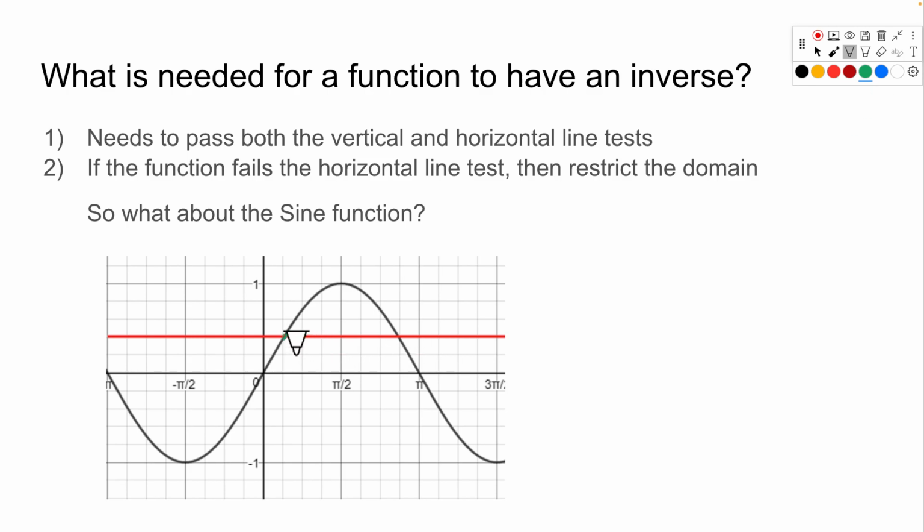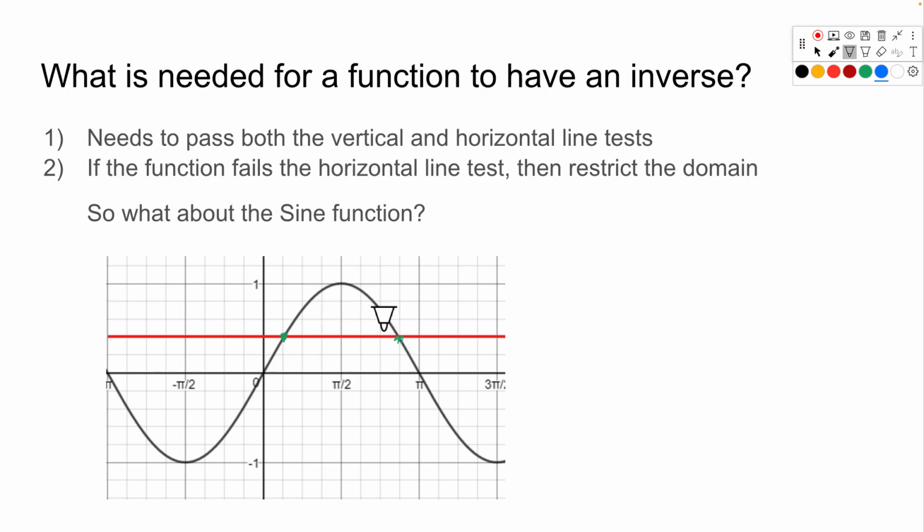Well, this horizontal line intersects the function in two places. That says it's failing. It failed the horizontal line test. So we need to restrict the domain. And typically when we're doing that, we like to include the part that's 0. So how could we cut this function up so that it includes 0, but it doesn't fail the horizontal line test? So this part's just going up.